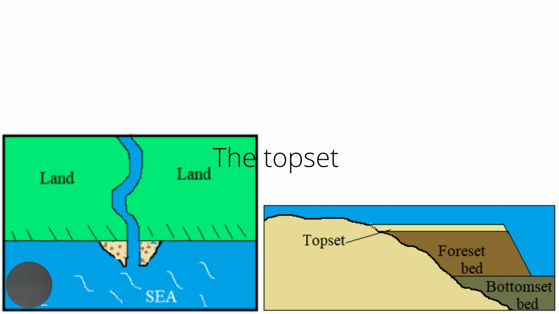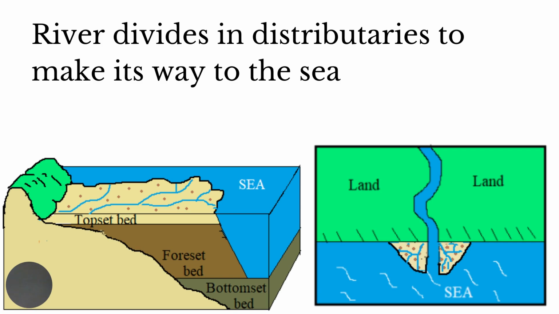So at the surface now, we will see an area of deposited materials that would have been formed. The river will therefore, in order to continue its journey, divide itself into a number of distributaries or smaller streams. In other words, braiding will also occur within the delta.